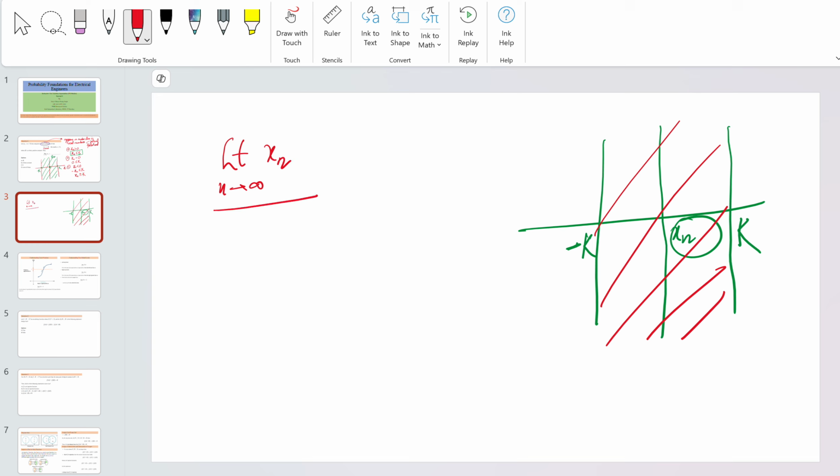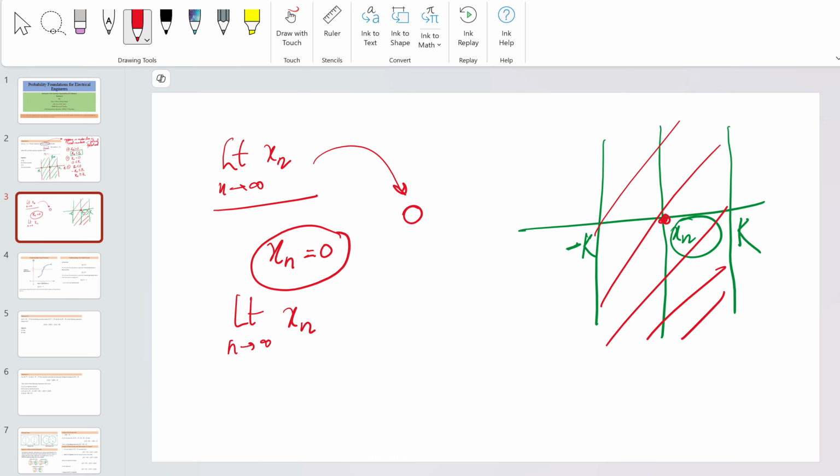Okay. Suppose xn is equal to 0, its value will be equal to 0 only. So this limit will come out to be 0. But when n tends to infinity and xn is some positive number lying on the right side of the y-axis, it means that as it tends to infinity, it will be closely related to this positive constant k, so its value will come out to be k.